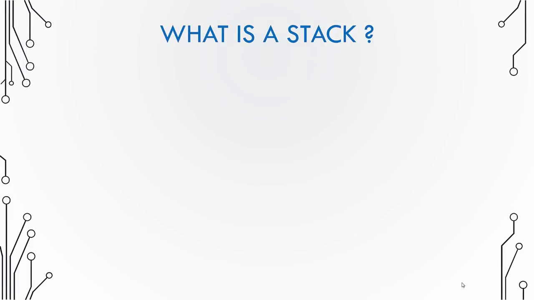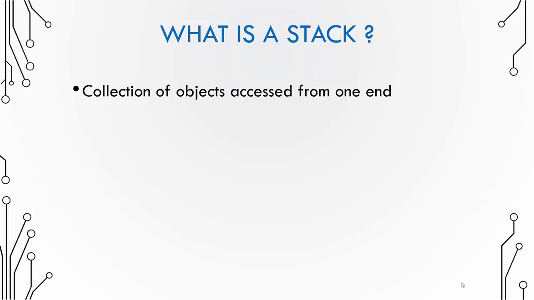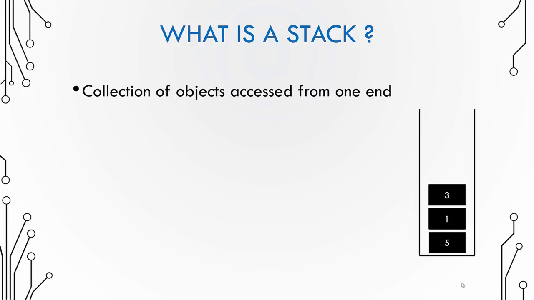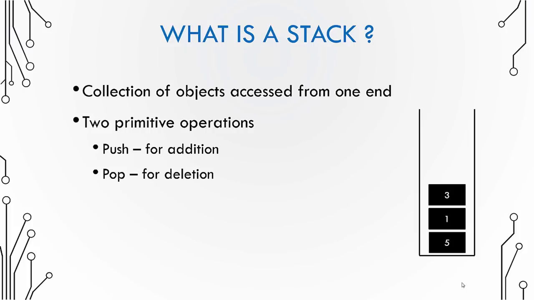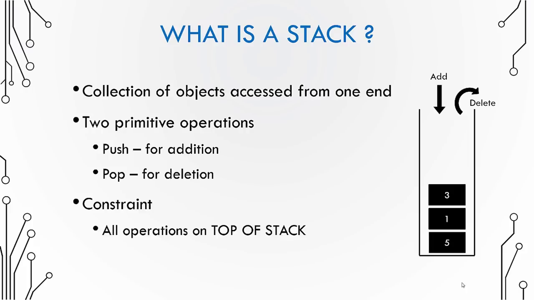The abstract data type definition of a stack says that it is a collection of objects that are accessed from one end. So you have a collection of objects that can only be accessed from one end, in this case, the top of the stack. And there are two primitive operations, one for addition and one for deletion of elements. For addition, you use the push operation, and for deletion, you use the pop operation. And there is a constraint, and it says that all the operations are done on the top of stack.